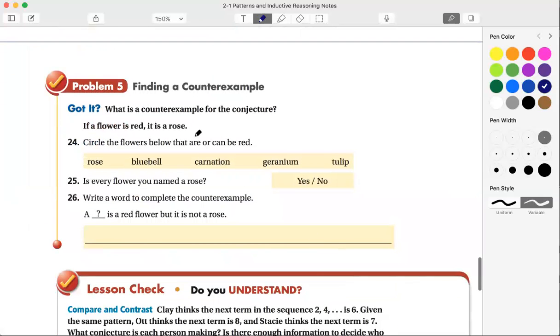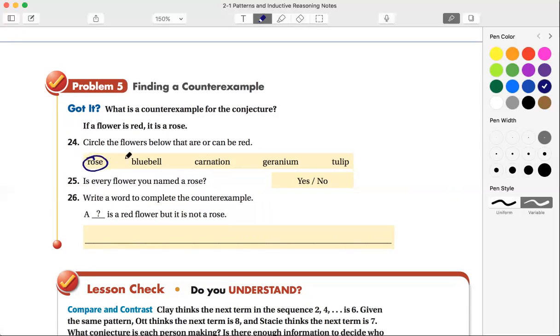All right, let's look at a counterexample. So a counterexample proves a conjecture is false, basically. So if a flower is red, then it's a rose. Well, is that always true? Are all flowers that are red roses? So let's find something that makes that false. All right, circle the flowers below that can be red.